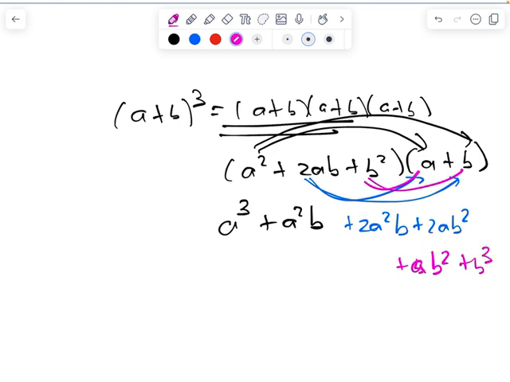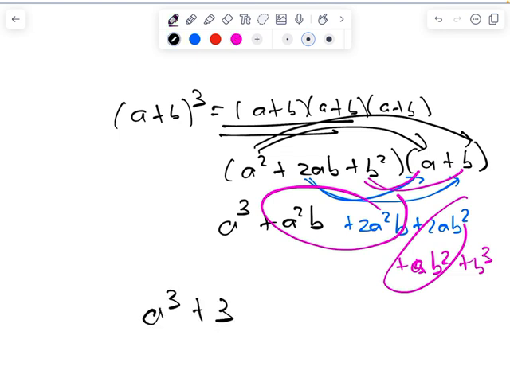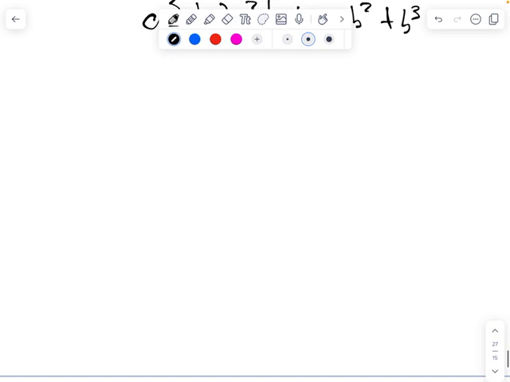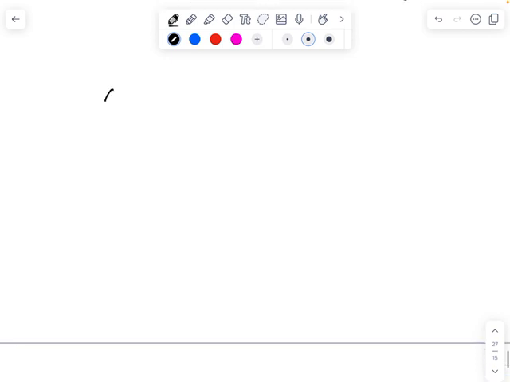And when you clean that up, when you combine the like terms, you get this expression: a cubed plus 3a squared b plus 3ab squared plus b cubed. And you can see how this becomes pretty difficult, especially if you have something like a plus b to the 6th, a plus b to the 7th, and so on. But you'll notice we have a pattern here.